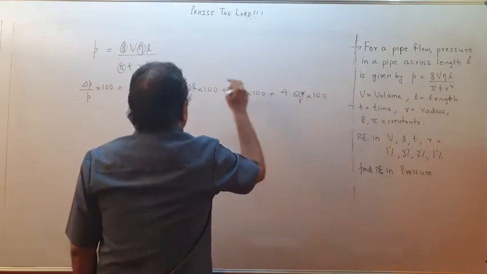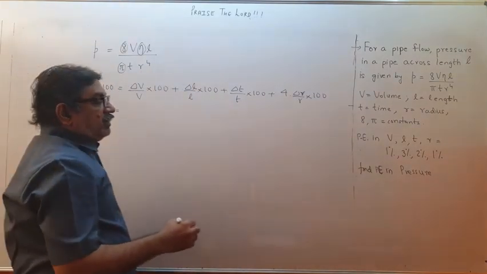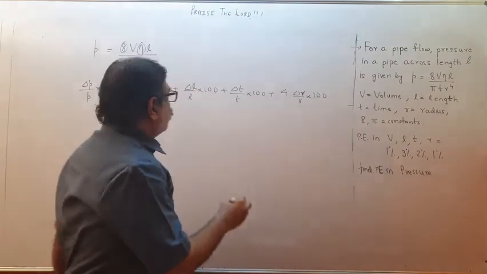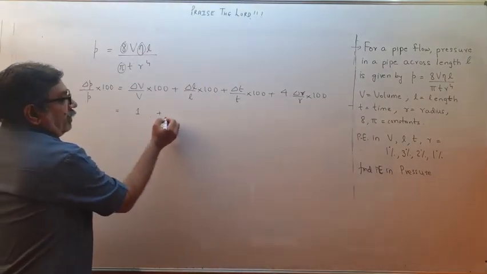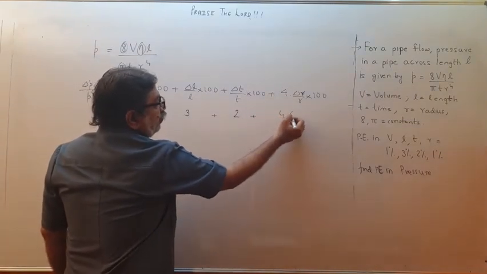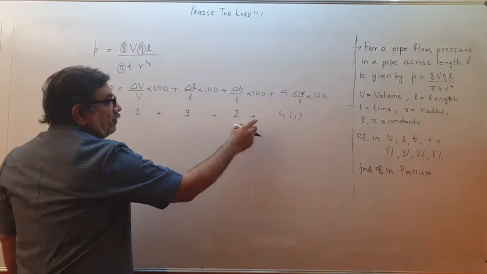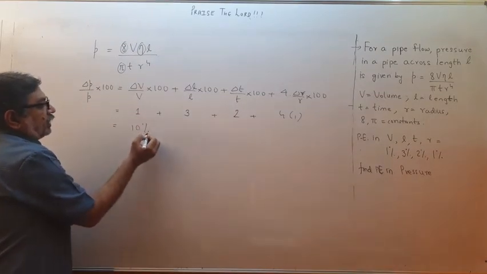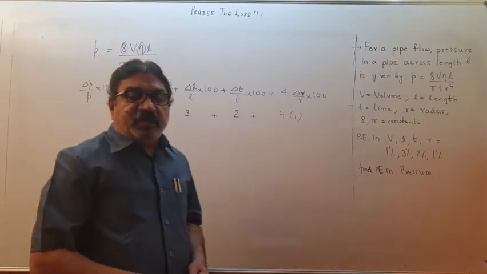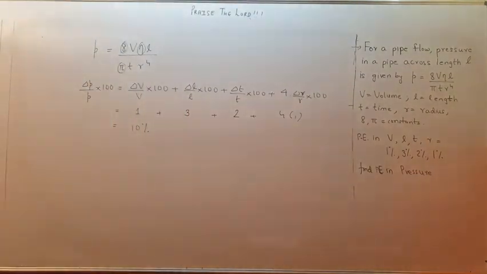Note this point very carefully. R raised to 4, so 4 times. So very easy. These are percentage errors. So this is 1 plus delta L is 3 plus time is 2 plus 4 into 1. This will be 1 plus 3, 4, 4 plus 2, 6, 6 plus 4, 10%. So 10% is the percentage error in pressure across the length. Please copy, children.